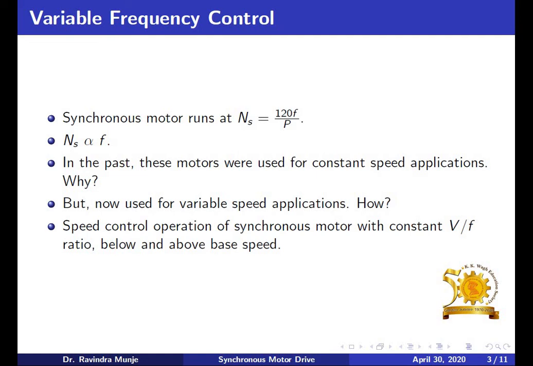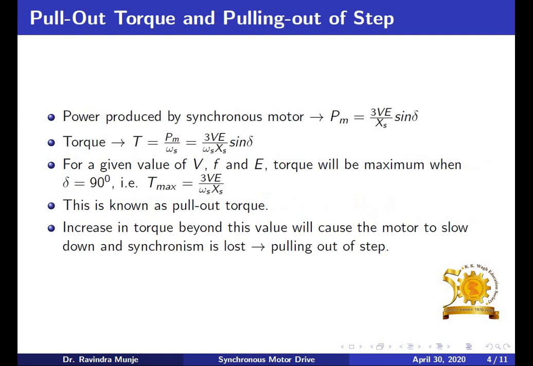In the past, these motors were used for constant speed applications because there were no variable speed converters available. But after that, with the development of semiconductor devices in inverters and cycloconverters, it is possible to have variable speed applications, right? By keeping V by F ratio constant, we can have speed control below base speed, and by changing frequency with rated voltage, speed control above base speed can also be achieved.